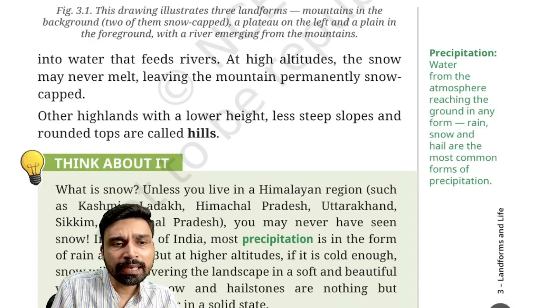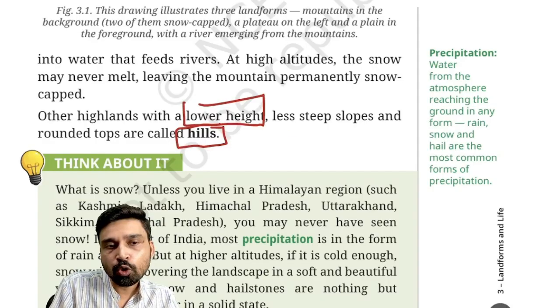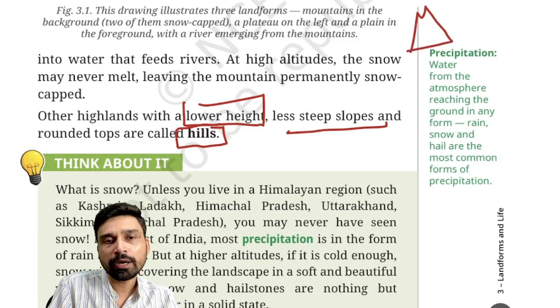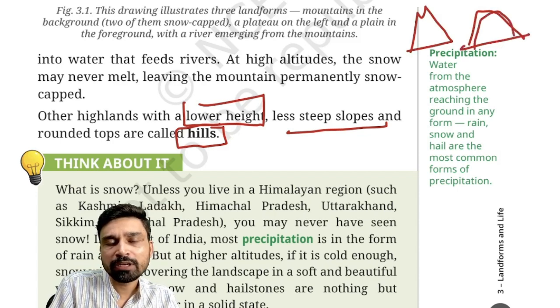So generally, hills compared to mountains have lower height. Their slope is relatively less steep. For example, if I draw a picture of a mountain, I can draw it like this. A hill, on the other hand, is something like this. So elevation-wise, they have lower elevation.